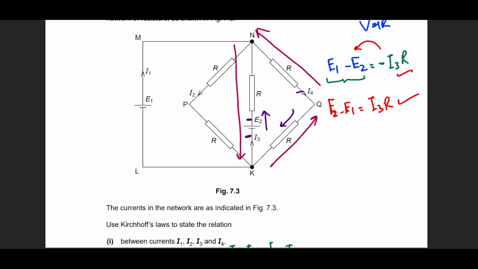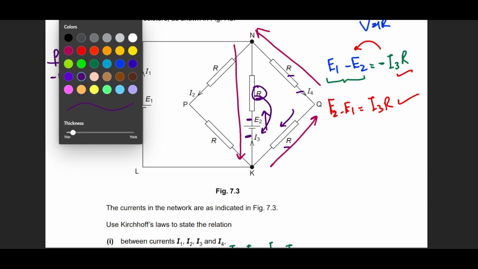Let's try to write this. Again, the logic stands: producer equals consumer. The shortcut, of course: who was the producer in this loop? There is only E2. So negative E2 equals, who's the consumer? This is R, R, and R. This R encounters the current of I3. So this will be negative I3R, negative because the loop direction was clockwise or anti-clockwise, and the current direction by the batteries is clockwise. So we have to compensate for that effect.